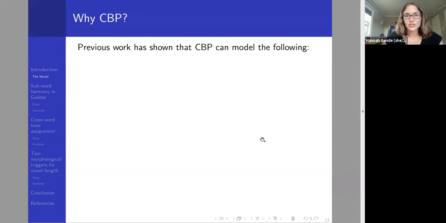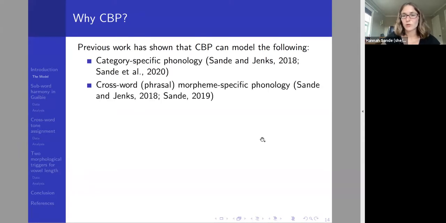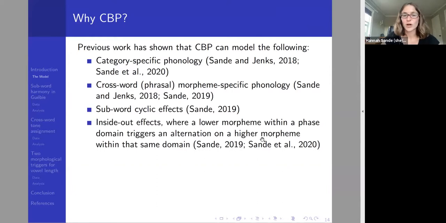Previous work has shown that cophonologies by phase can model a number of different types of phenomena: category-specific phonology, crossword or phrasal morpheme-specific phonology, subword cyclic effects, and inside-out effects, where a lower morpheme within a particular domain can trigger some alternation on a hierarchically higher morpheme within that same domain. This is attested across languages, but it's not predicted by a number of theories of morphophonology, for example, traditional cophonology theory.